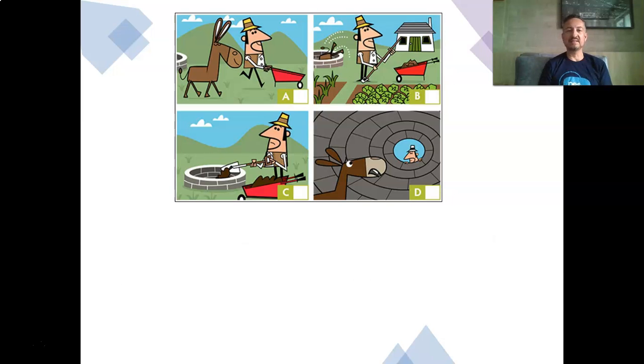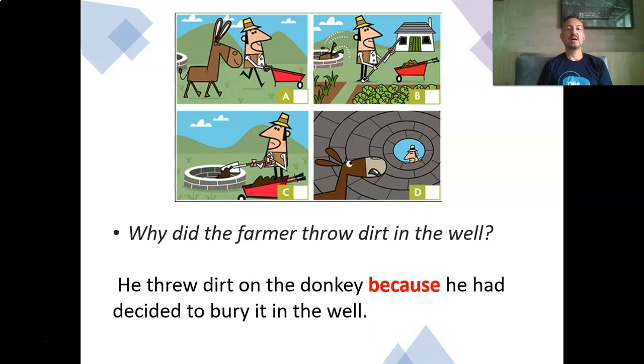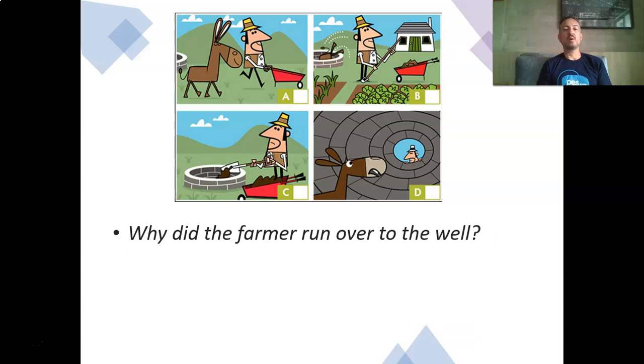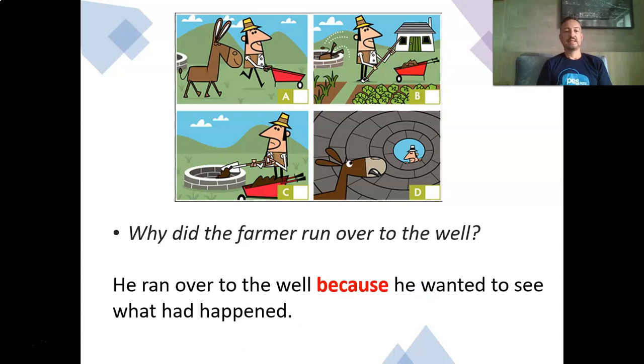So let's see the answers. So he threw dirt on the donkey because he had decided to bury it in the well. So he threw dirt on the donkey. What's the purpose of that? Because he had decided to bury it in the well. Why did the farmer run over to the well? He ran over to the well because he wanted to see what had happened.